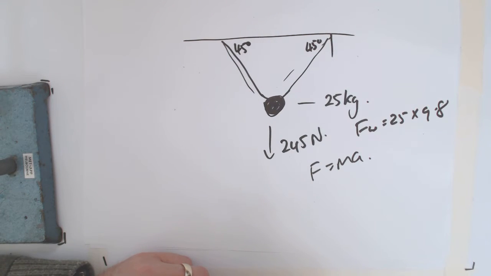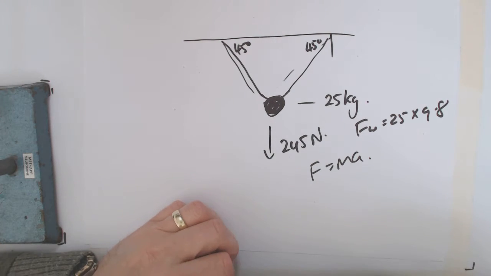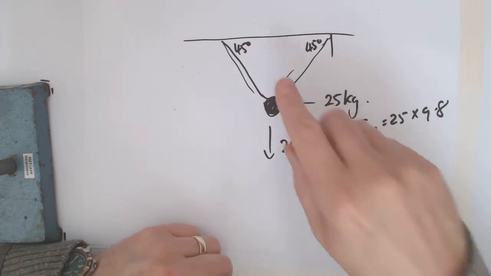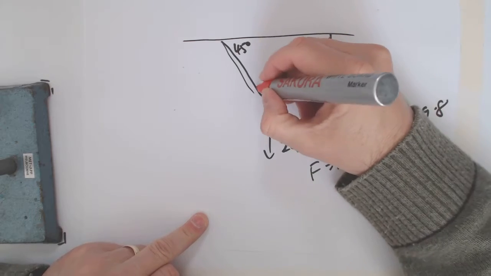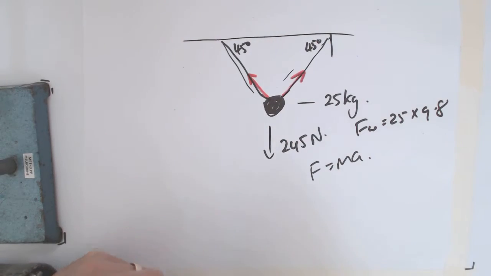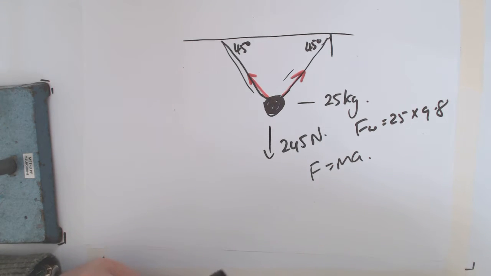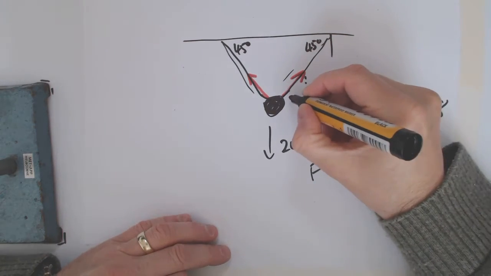Now, the only way this object is not going to be accelerating down is if it's got an equal and opposite force up, right? The only way it can do that is through the tension in these cords. But the tension in these cords can only exert a force in that direction, right? So what we need, and there's two of them, is for each one to have a vertical component.